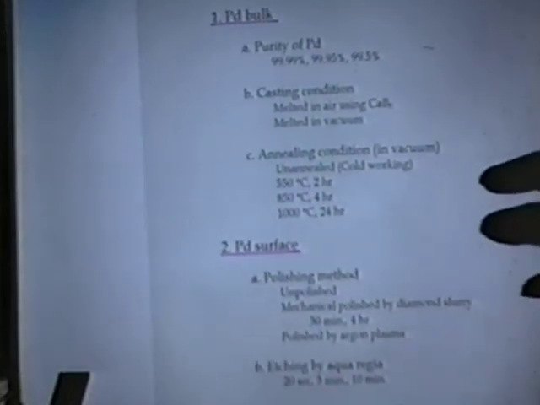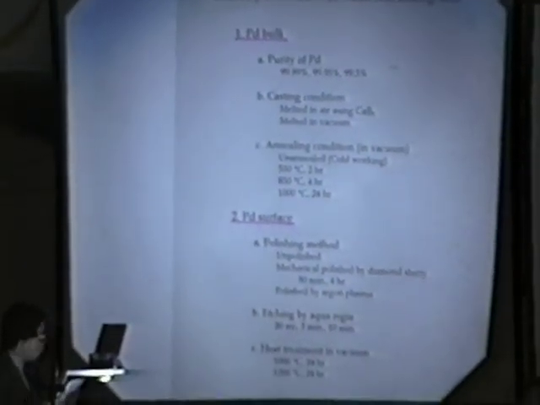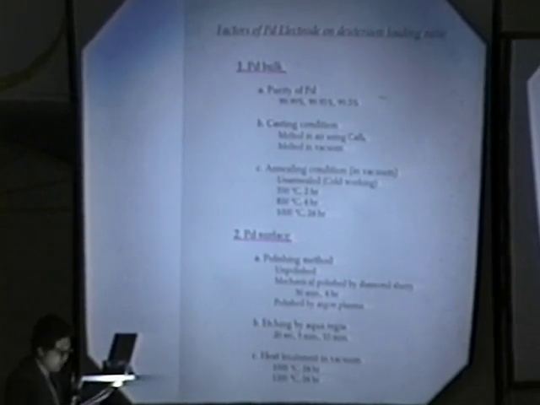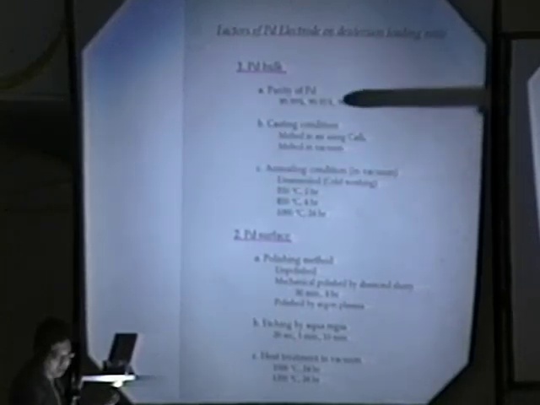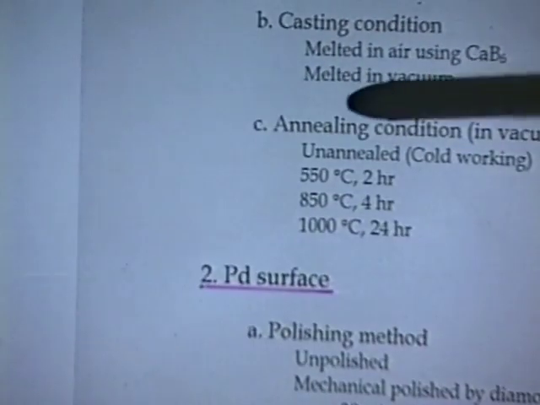We examine the influence of the process on the loading ratios from 2 points of view. One is process to change the bulk properties, and another is process to change the surface properties. To change the bulk properties, we pick up these factors. The first one is purity of palladium. The second one is casting condition. The third one is annealing condition.